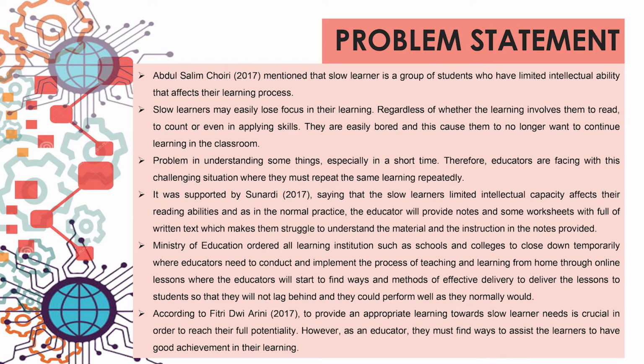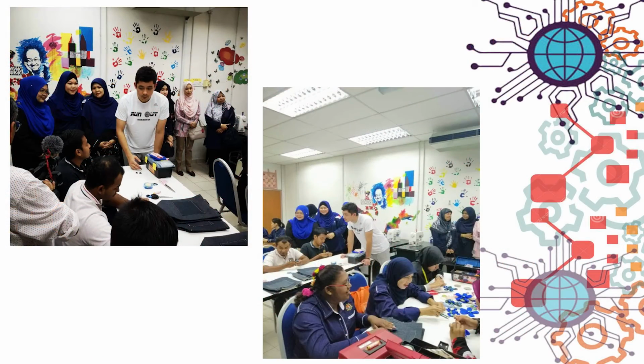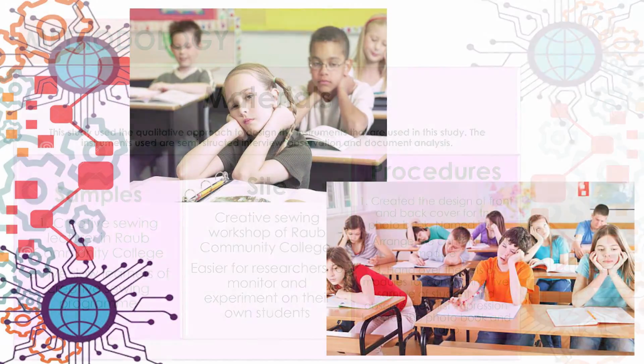According to Fitri Duarini 2017, providing appropriate learning for slow learners' needs is crucial in order to reach their full potential. However, as educators, they must find ways to assist the learners to have good achievement in their learning. This is an environment for the slow learners' classroom.